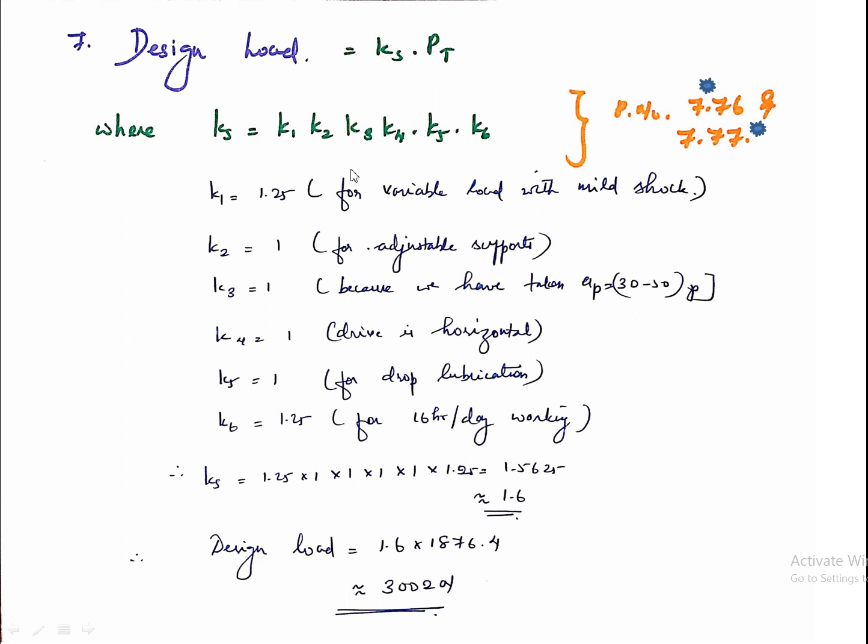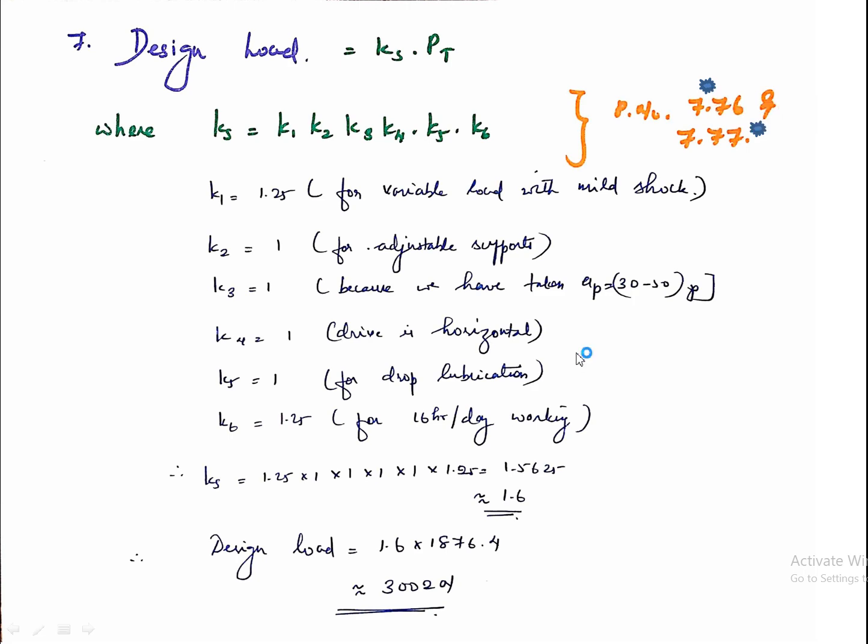That Ks is a combination of many constants. This equation is not given, but it's very easy to remember, because to find the design load, the only thing you do is multiply it with a constant Ks. To find this Ks, you need to find all these 6 parameters, and you will get all of them from page numbers 7.76 and 7.77. Here K1 is selected as 1.25 for the condition of variable load and mild shock.